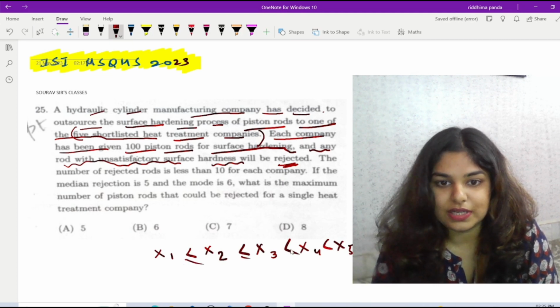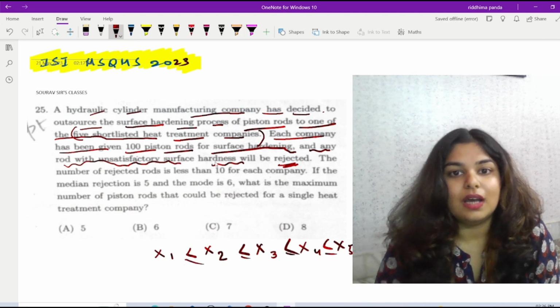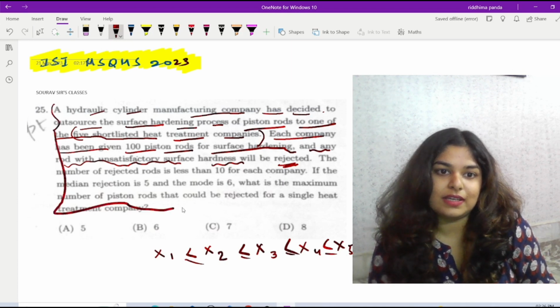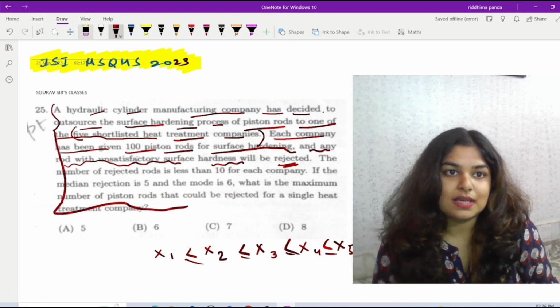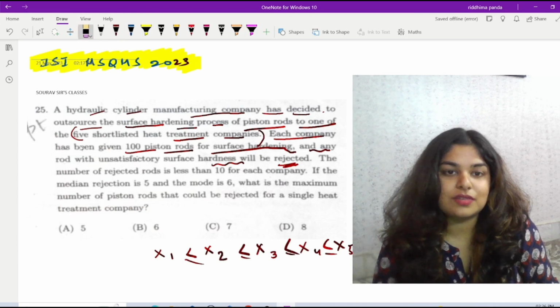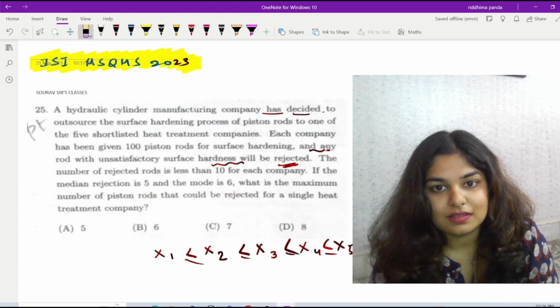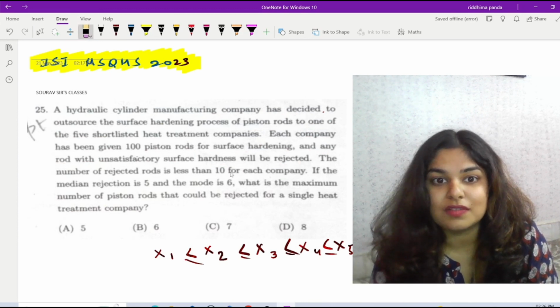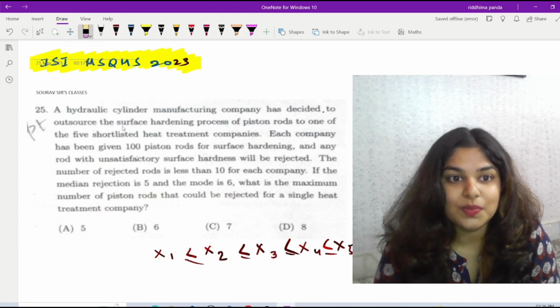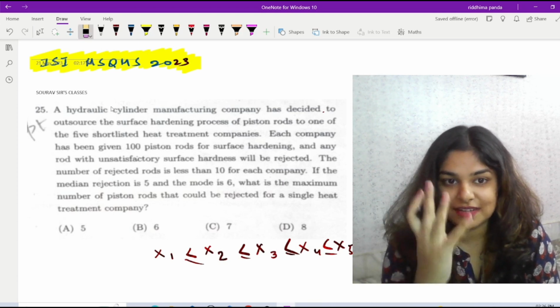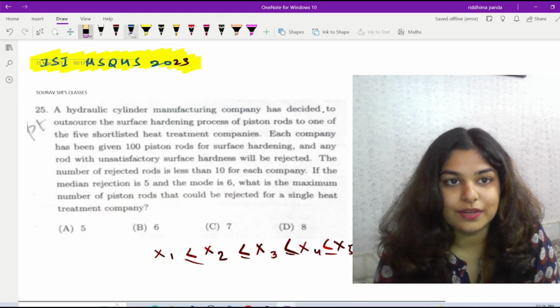It's less than or equal to 6. Now, this question looks very lengthy, but sometimes the length of the question will not determine the length of the answer. Sometimes the lengthiest question can have the smallest and the easiest answer. So don't be afraid of the length of the question. Just calm yourself and read whatever they're asking here.